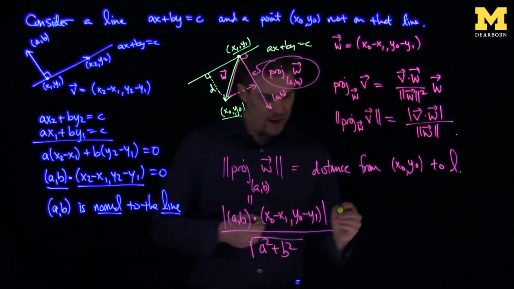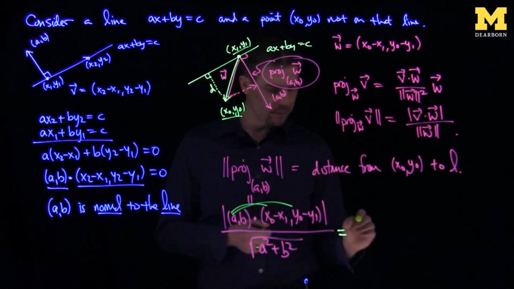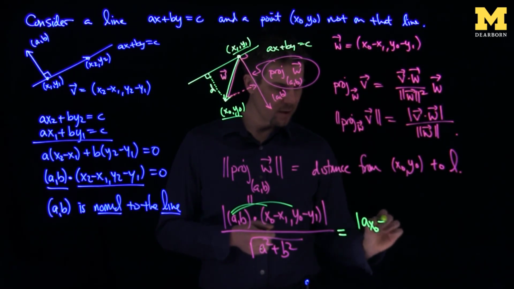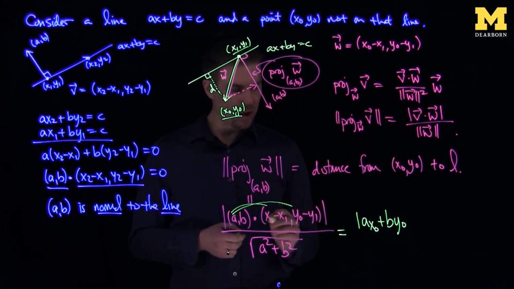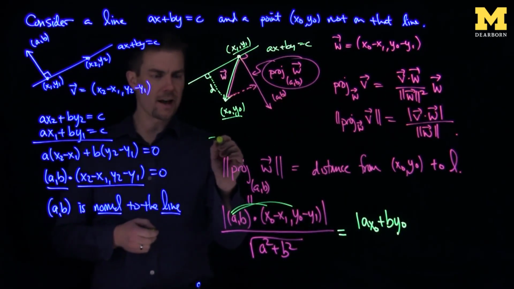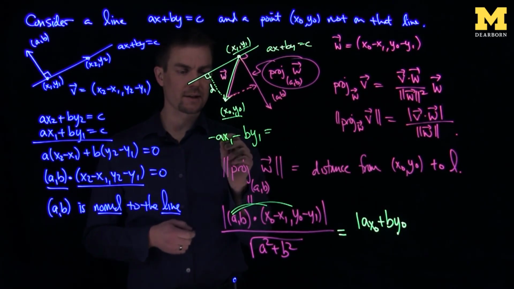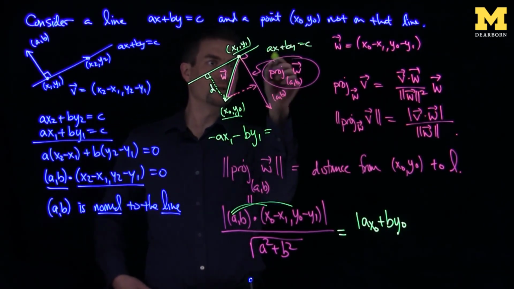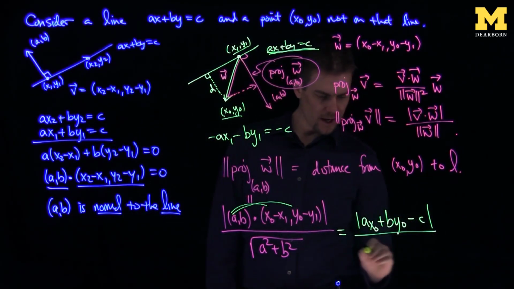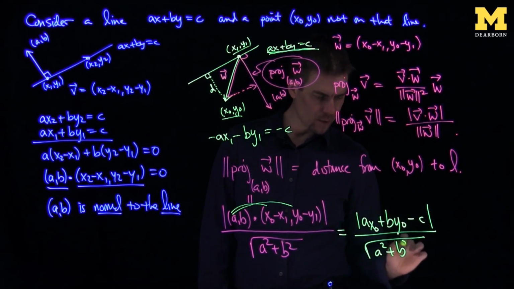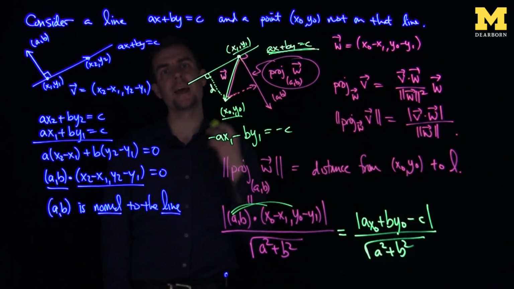And so if we do this dot product, what will we get? We're going to get ax0 plus by0, and then I'm going to have negative ax1, negative by1. But negative ax1 minus by1, well, I know that ax1 plus by1 is equal to c since it's a point on the line, so this will be equal to negative c. So I have a negative c over here, all divided by the square root of a squared plus b squared. And this is our distance formula to compute the distance between a point x0, y0 and a line ax plus by is equal to c.